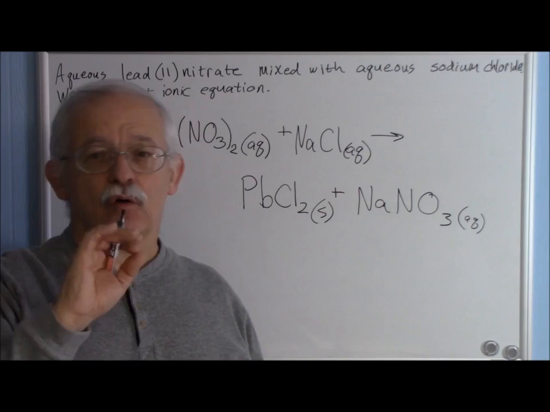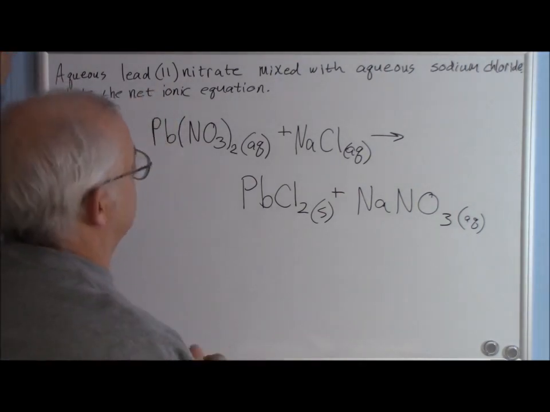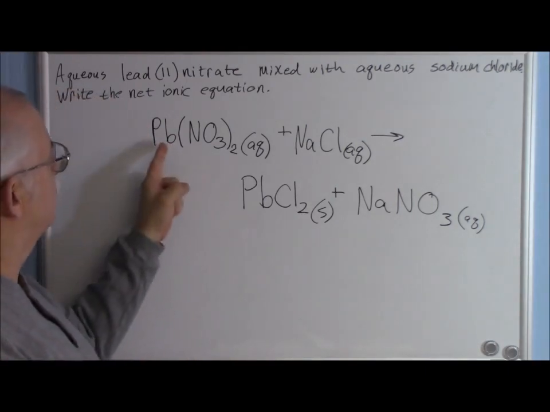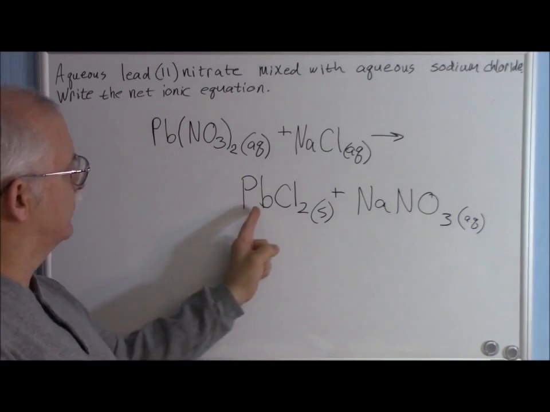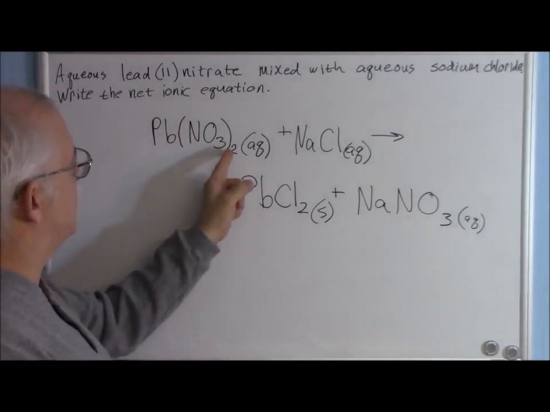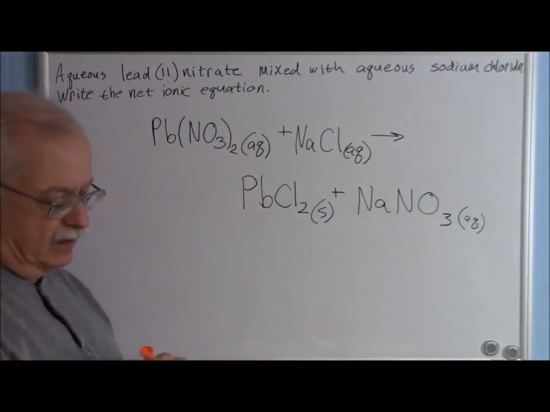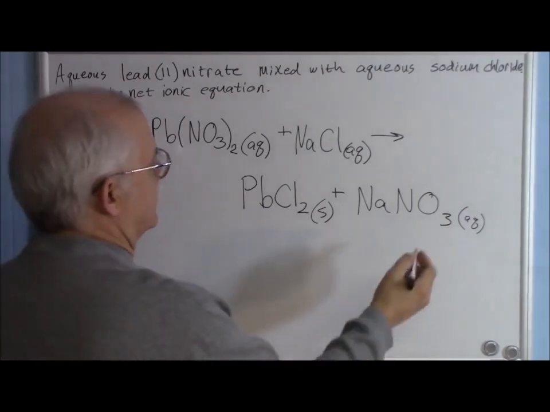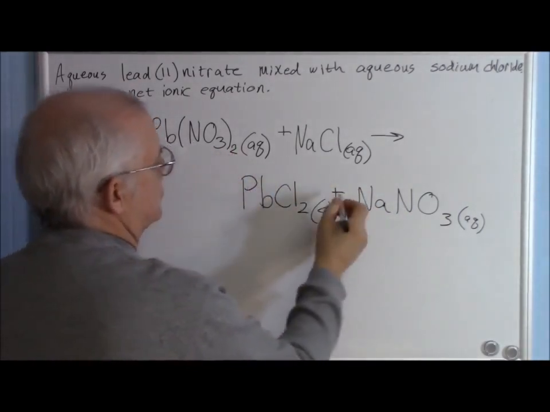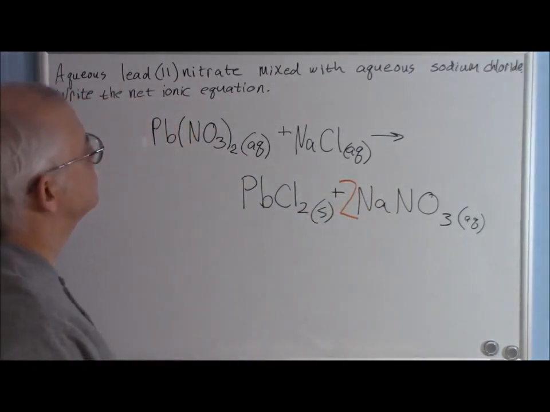Now let's look at the coefficients and see if we need to add coefficients in order to balance this. Well, I have 1 lead on the left side and 1 lead on the right side. So far, so good. I have 2 nitrates on the left and only 1 nitrate on the right. So let me use a color here and say, well, I think I need 2 of these to give me these 2 nitrates. So let's try a 2 there.